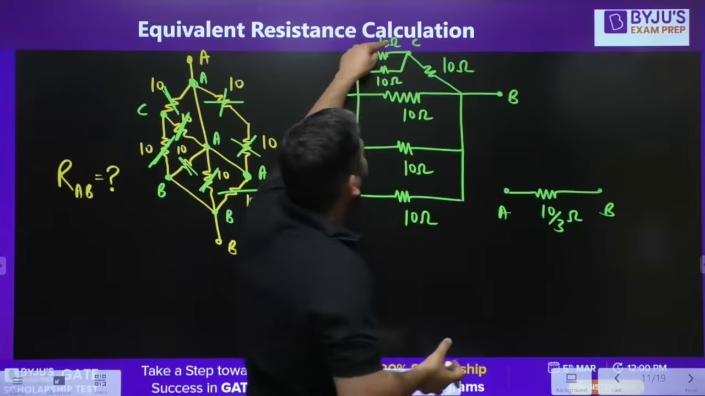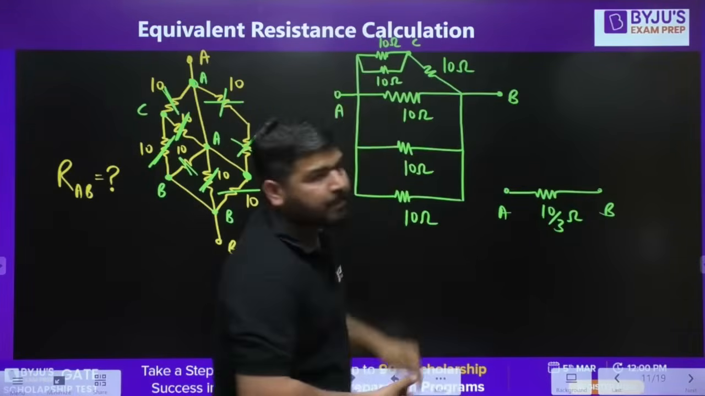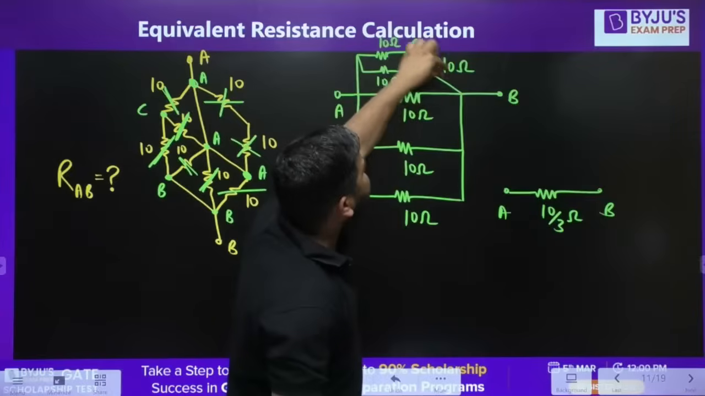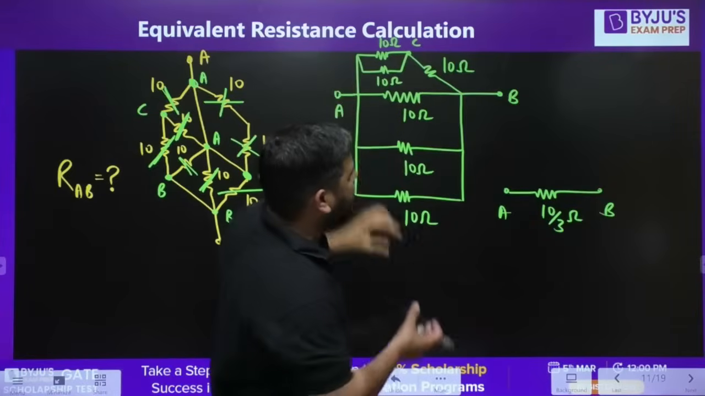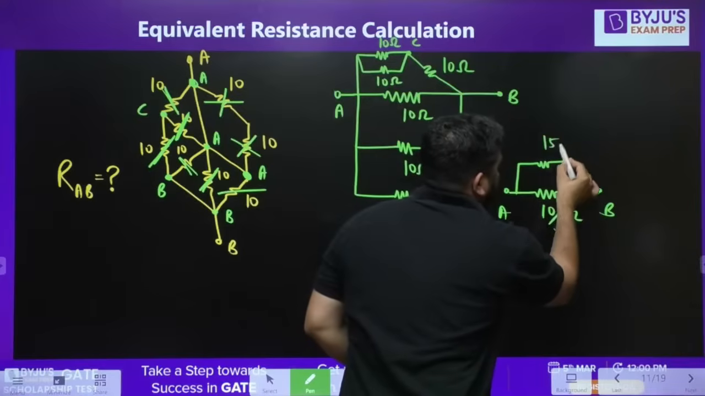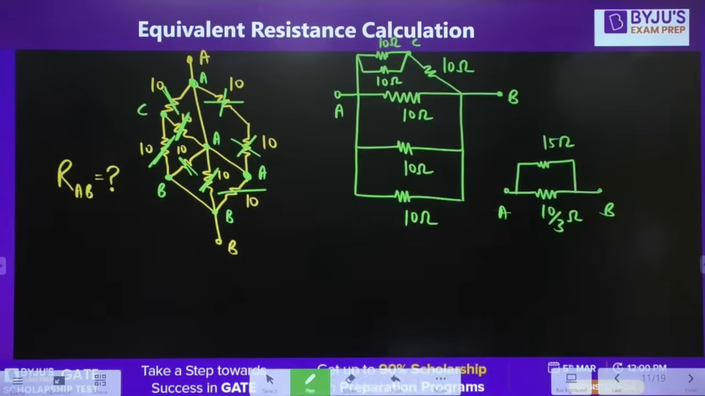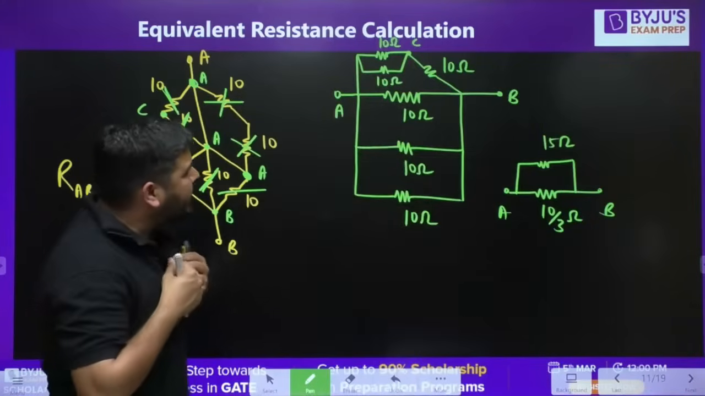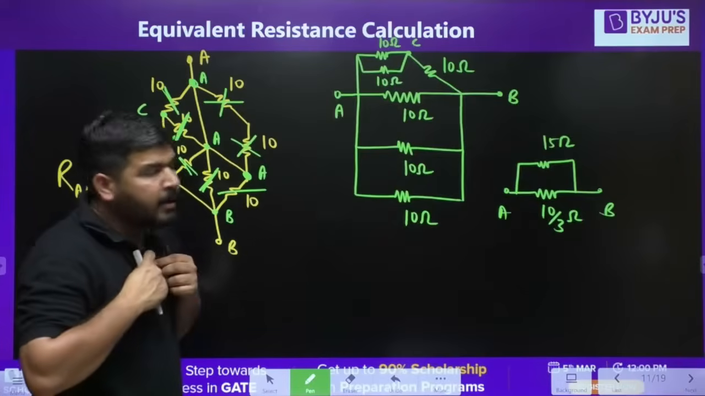Now look at this, 10 and 10. This will become 5. 5 in series with 10 will become 15. Is it clear, guys? It will be 15.